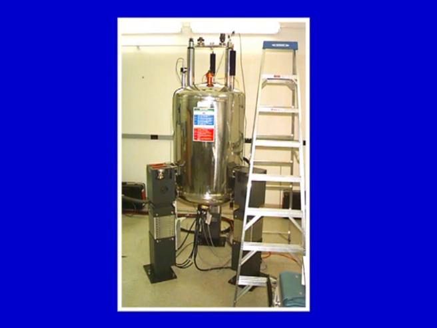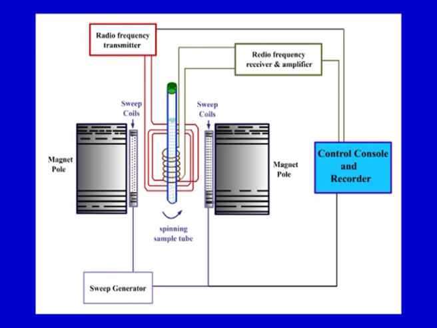The instrumentation part of this NMR technique, this is how the whole instrument looks. It is a big cylindrical vessel where all the components are available, and if we see in detail on your screen, a spinning sample tube is in here, and it has a coil around the sample. These are sweep coils, and there is a magnet pole, or you can say very powerful magnets. There is a radio frequency transmitter which provides the radio frequency, and a radio frequency receiver and amplifier which will collect the signal.